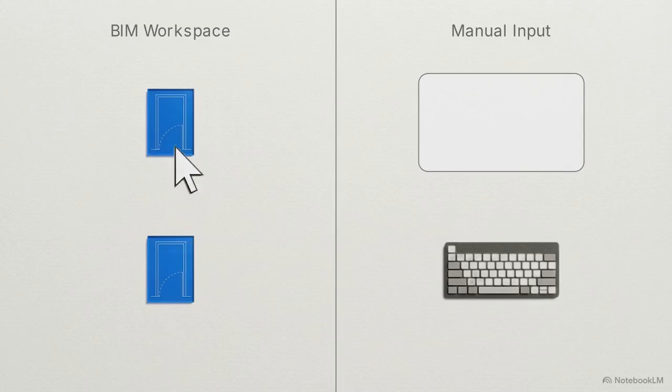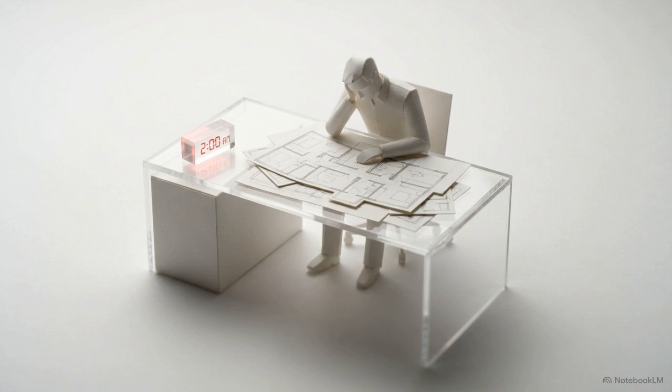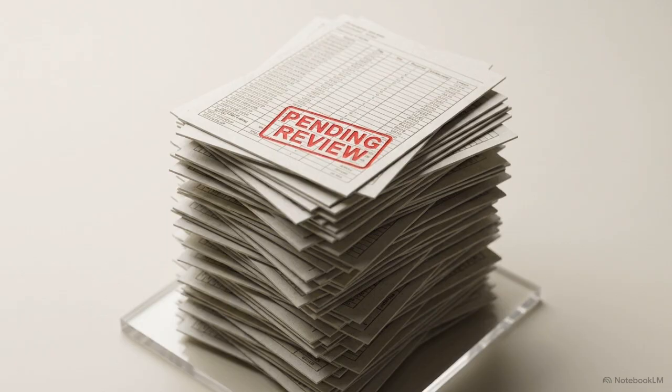Documenting these components requires numbering every door and window by hand. An architect clicks a door, types a sequence, clicks the next door, and types another sequence. Doing this for hundreds of elements consumes days of billable hours. This creates a heavy administrative burden across the project lifecycle.